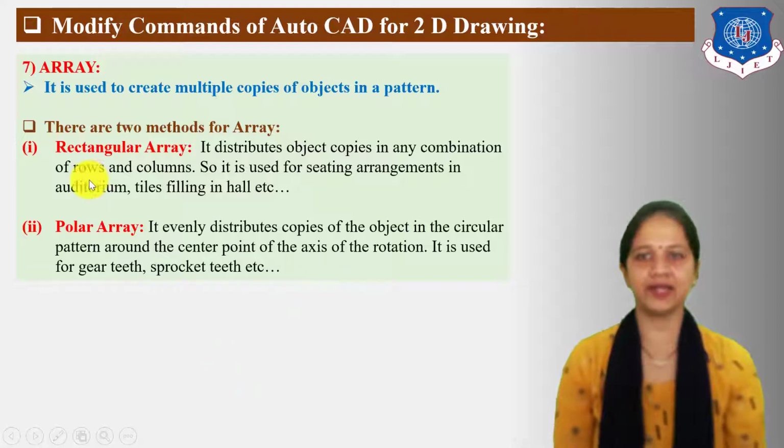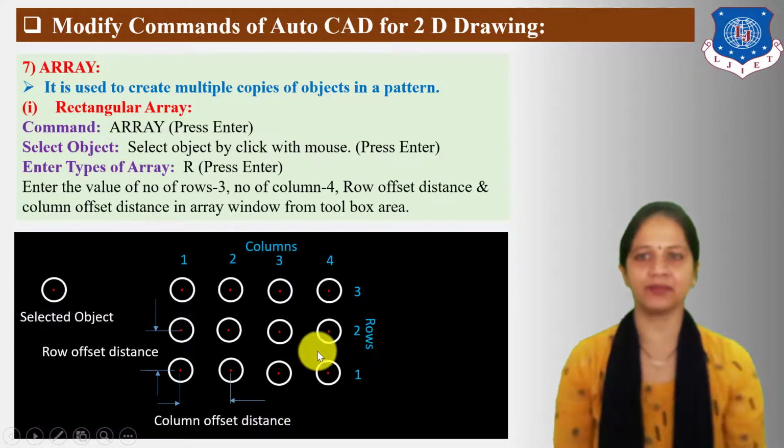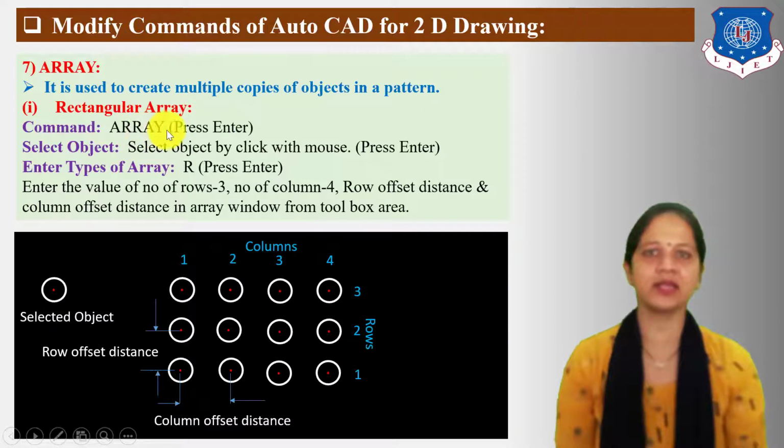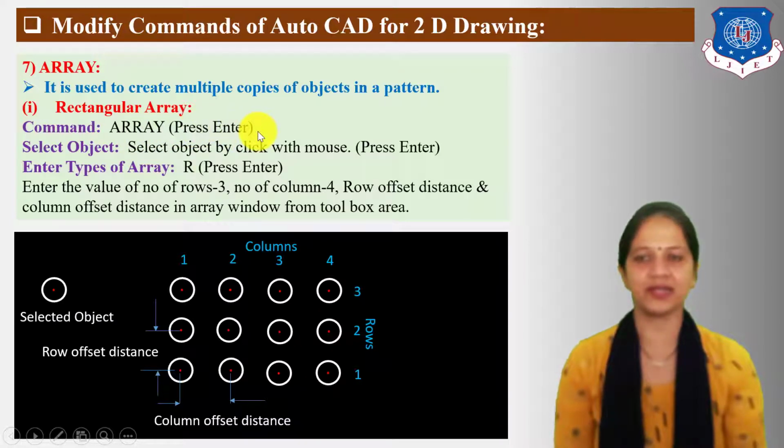Next, let us understand rectangular array with an example. The command for array is ARRAY. So type array in the command bar, then press enter. The next statement displayed on the command bar is select object. So select the object by clicking with the mouse, then press enter. Next statement displayed on the command bar is enter type of array. Here rectangular array is taken, so type R, then press enter.